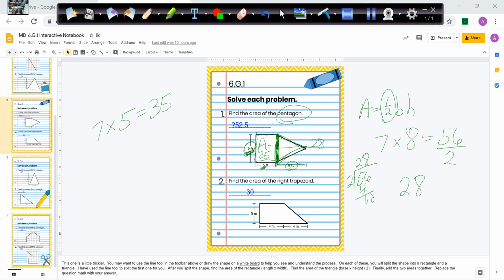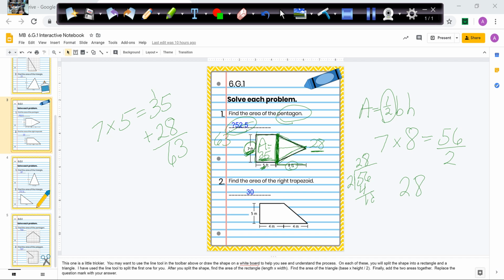Okay, Max. So here we have the area of the rectangle was 35 and the area of the triangle was 28. We have to put those together. When we put those together, we add. So 35 plus 28. 8 and 5 is 13. 1 and 3 is 4, 5, 6. So the total area here should be 63. Okay?